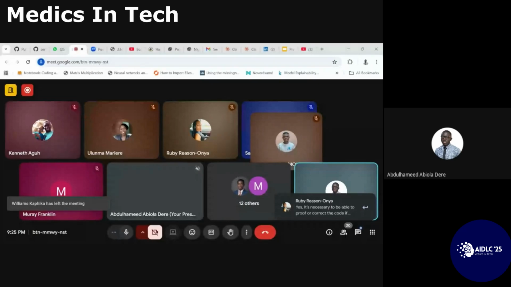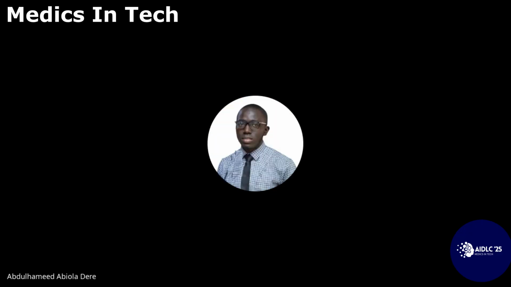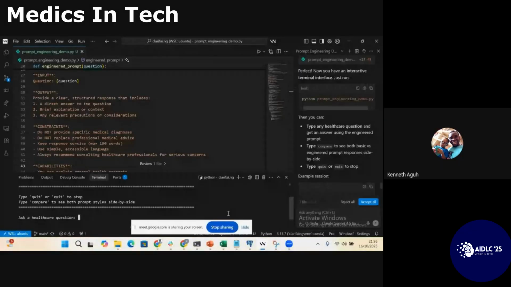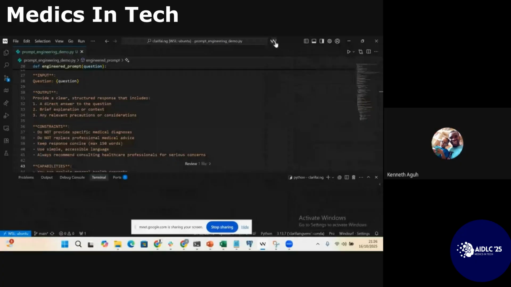Can you see my screen? Can you see my screen? Yes, I can see your screen, but it's showing the active meeting. You can now navigate to the tab you want to share. Okay, sorry. I wanted to share my entire screen. Okay, it was showing the entire screen before. Can you see this? Yes.